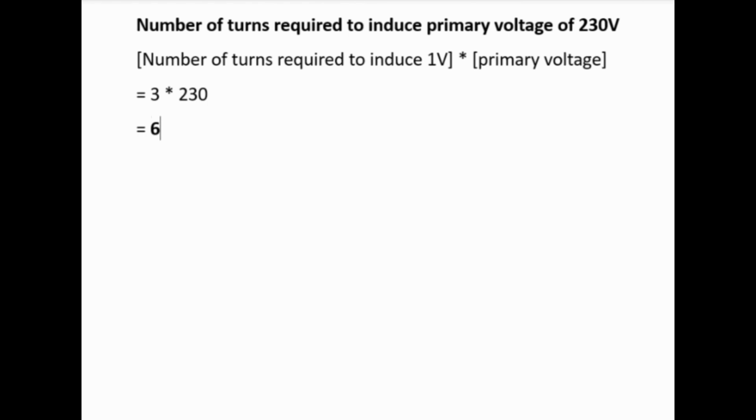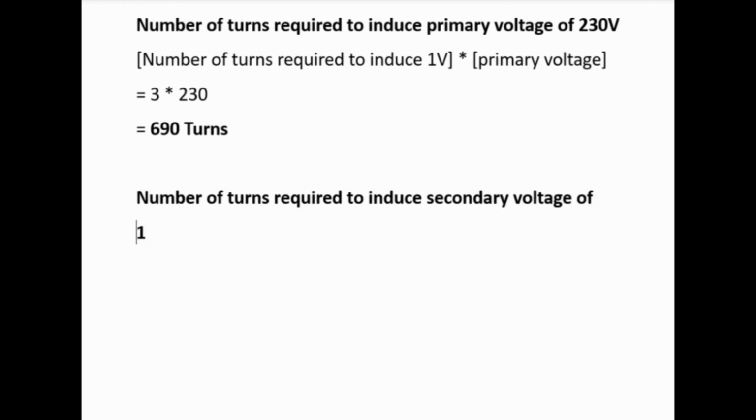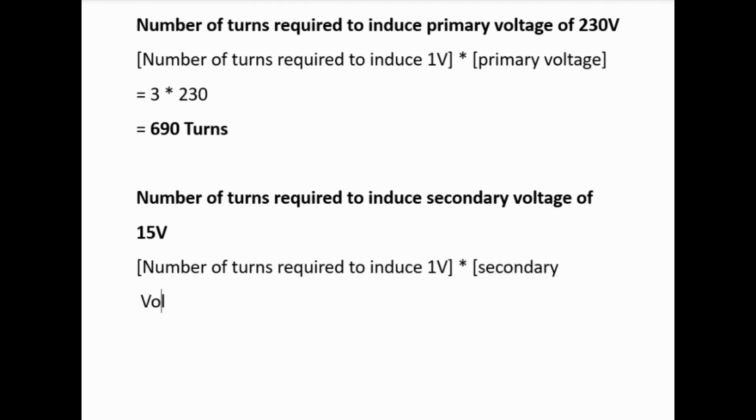Calculating the number of turns required to induce primary voltage of 230 volts by multiplying number of turns required to induce 1 volt by primary voltage. 3 into 230 equals 690 turns. Then calculating the number of turns required to induce secondary voltage of 15 volts by multiplying number of turns required to induce 1 volt by secondary voltage. 3 into 15 equals 45 turns.